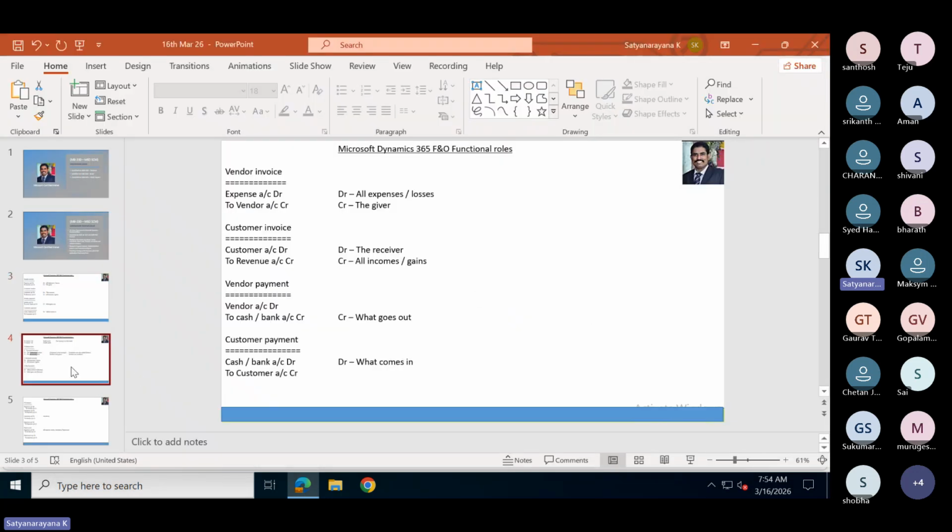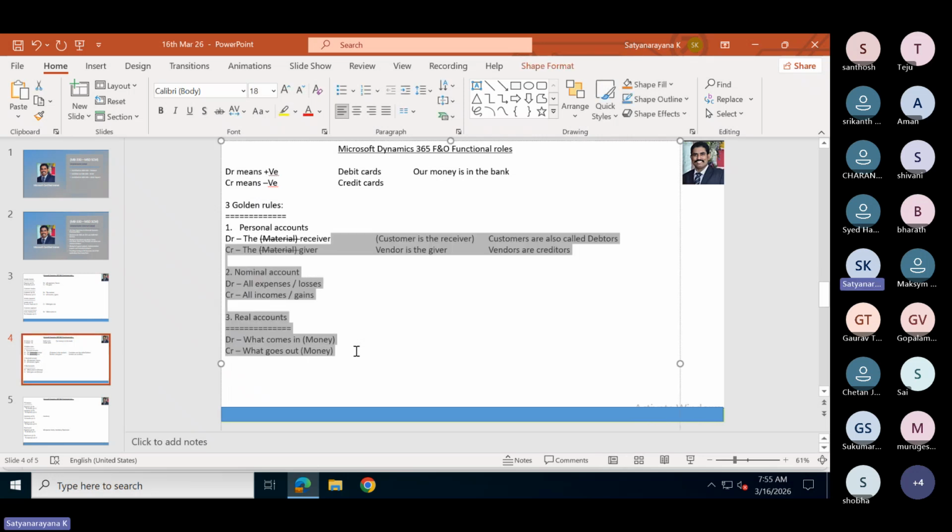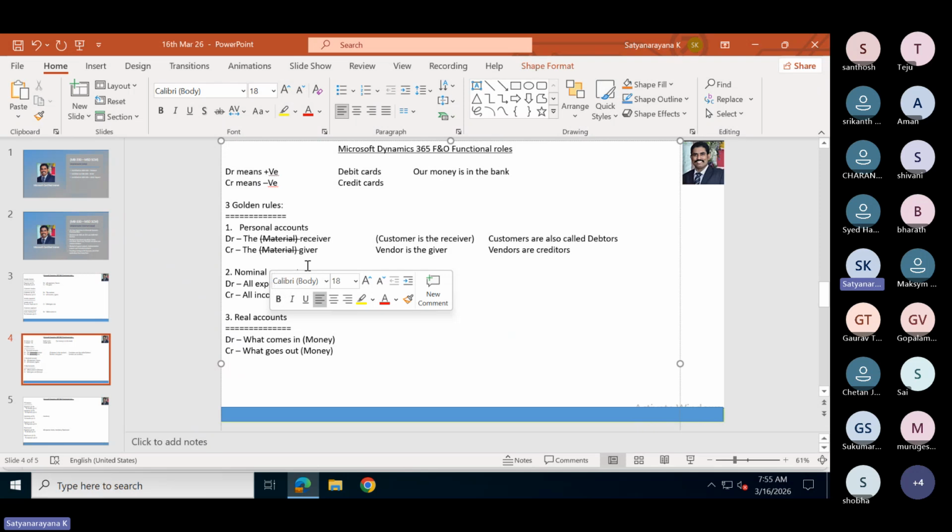So, you need to remember 3 golden rules. How to learn by heart? I cannot do it for you; you need to learn it by heart. 3 golden rules: 1 personal accounts, 2 nominal accounts, 3 real accounts. These 3 rules you need to learn by heart, especially if you are from a non-commerce background.